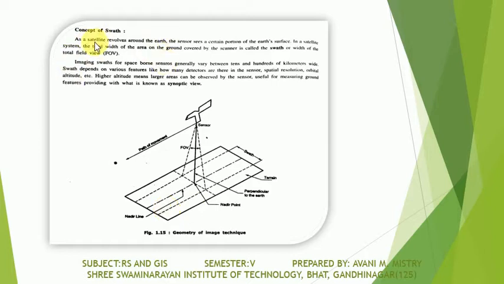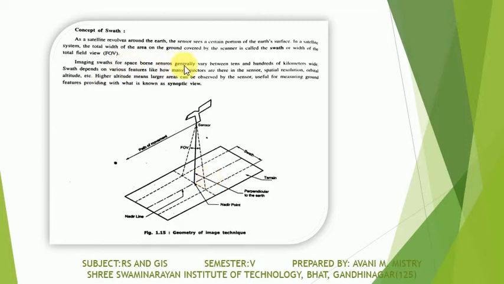Then the concept of SWATH. As the satellite revolves around the earth, this one is called the sensor. The sensor sees a certain portion of the earth. In a satellite system, the total width of the area on the ground covered by the scanner is called the SWATH. That means whatever area is covered by the sensor on the satellite is called the SWATH.